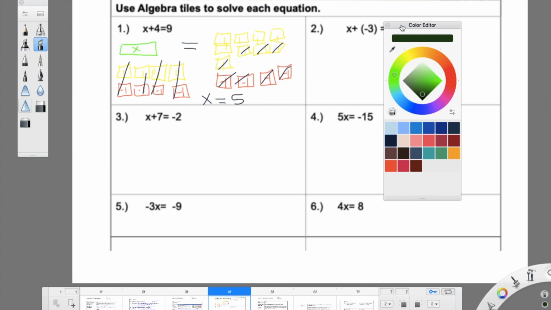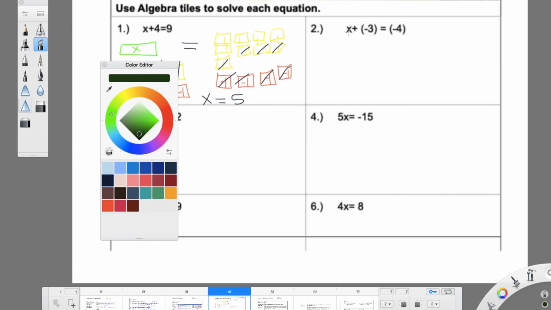Let me move this over so we can move on. So we have X plus -3 equals -4. There's my X. And then we have -3. So here's 1, 2, 3. And then we have -4 on the other side. 1, 2, 3, 4. Like that.